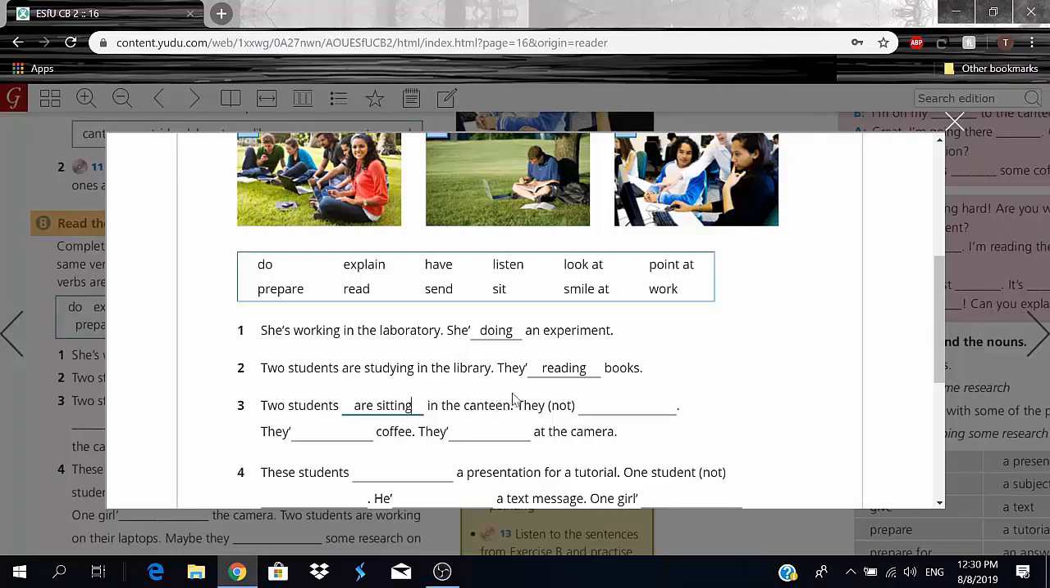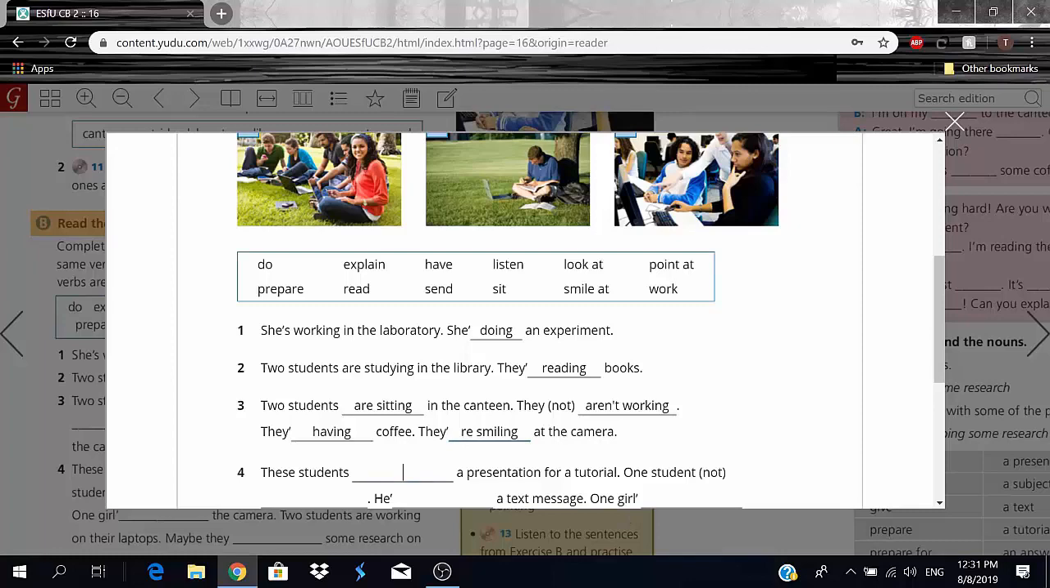And then we have they, and here we have not. They aren't working. I'm guessing here they're having, so probably gonna say they're having coffee. And do we have smile? Yeah, here we do. We have they're smiling at the camera, so the contraction for they, as in they are. They're smiling at the camera.